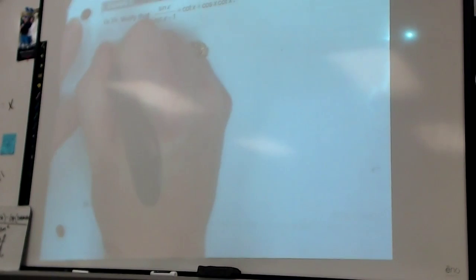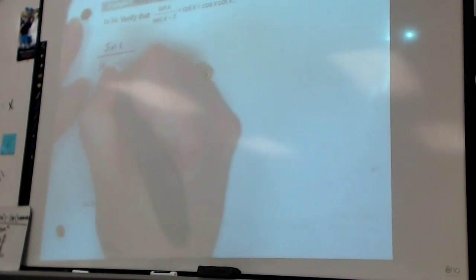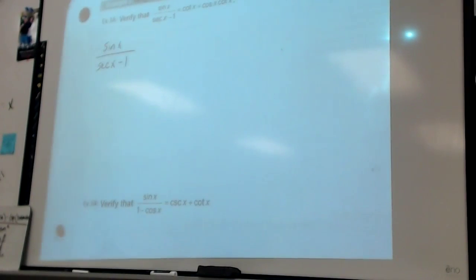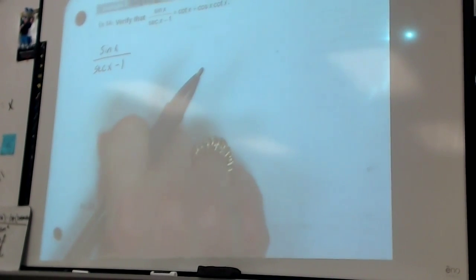So we have sine x over secant x minus 1. Well, it's not 2 fractions to combine. It's just 1 fraction. I don't see anything I can simplify. That's not a secant squared x, so I can't use a Pythagorean identity.